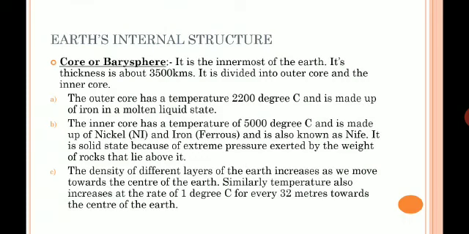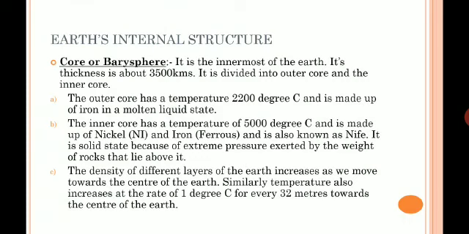It is also known as barysphere. It is the innermost layer of the earth, and its thickness is around 3500 kilometers. It is divided into two parts, outer core and inner core. The outer core has a temperature of 2200 degrees Celsius, and it is made up of iron in a molten liquid state. The inner core has a temperature of 5000 degrees Celsius, and it is made up of nickel and iron, which is combinedly known as NIF.